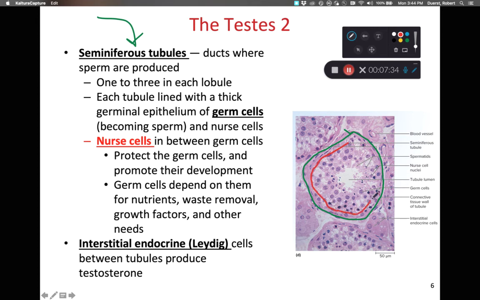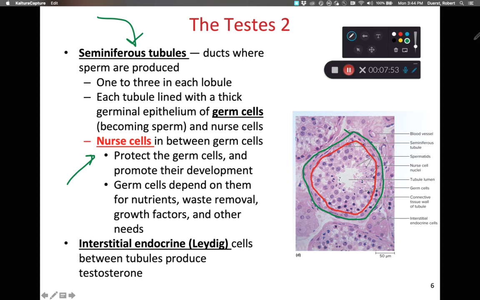The germ cells are going to be constantly dividing to form new sperm. And then in between those germ cells, we have the nurse cells. The goal of the nurse cell is to help the germ cell to make new sperm and help the sperm to have full development, full maturation.